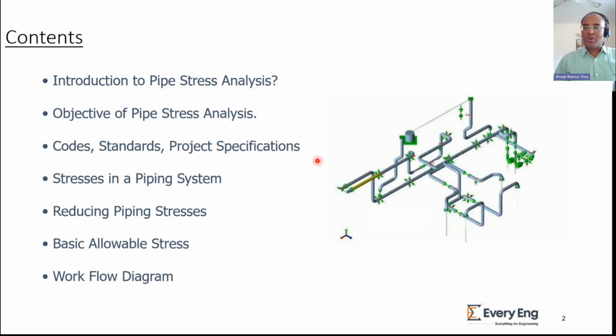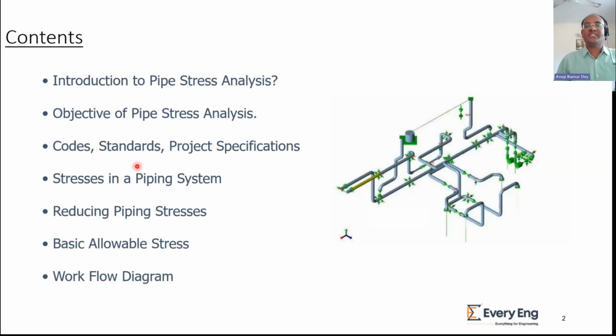For performing pipe stress analysis, we will require certain guidelines. These codes, standards and project specifications will provide us those guidelines to proceed with. That means how to calculate the stresses generated in the piping system, and what the allowable is, because we can calculate the stress easily, but there has to be some allowable, so that after comparing we can tell whether it is acceptable or not. Those allowables also will be available in the codes.